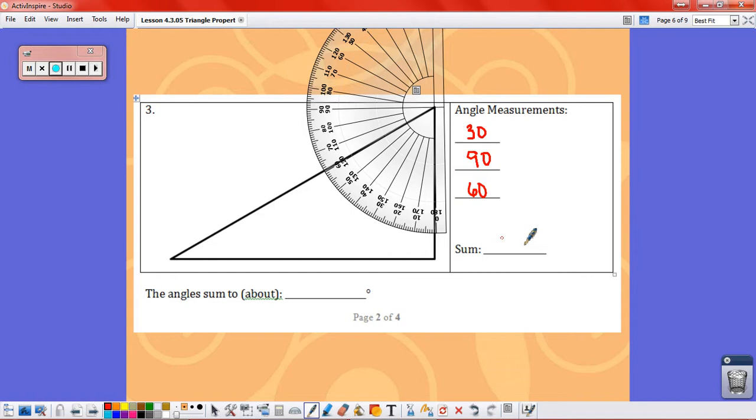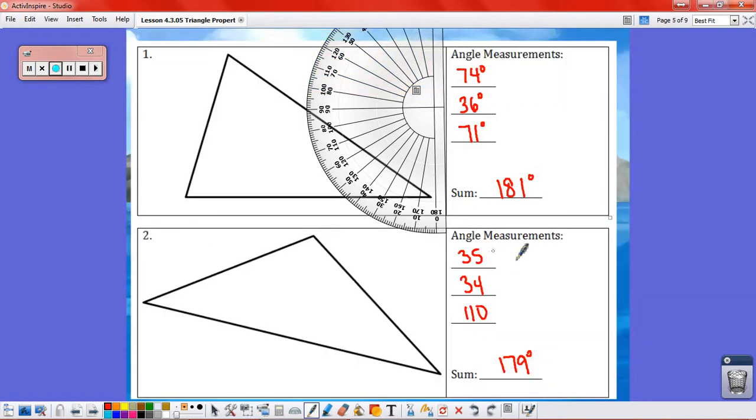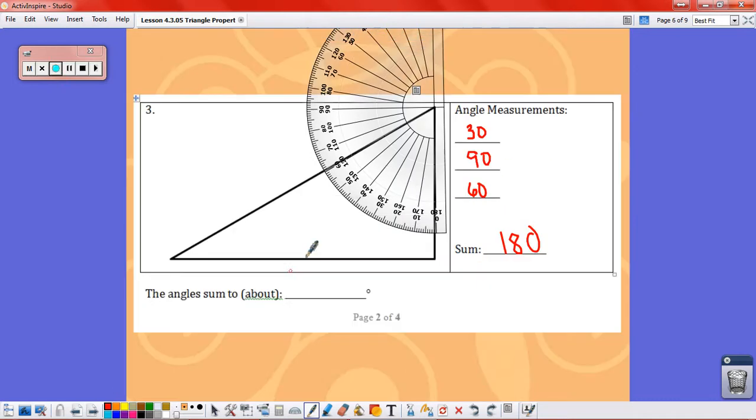And I add that up. 6 and 9 is 15, and 3 is 18. This one's actually exactly 180 degrees. So all of the angles sum to really close to 180 degrees. Just like the one from the warm-up.